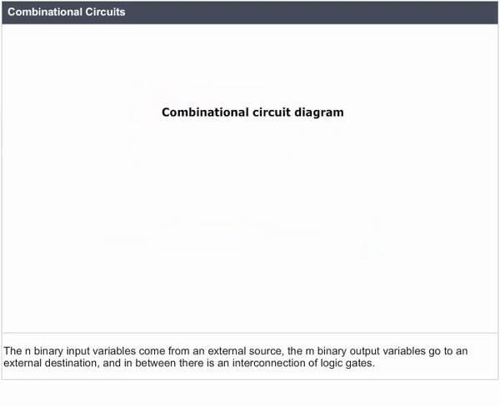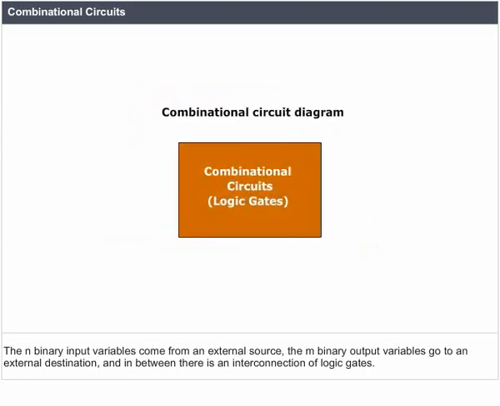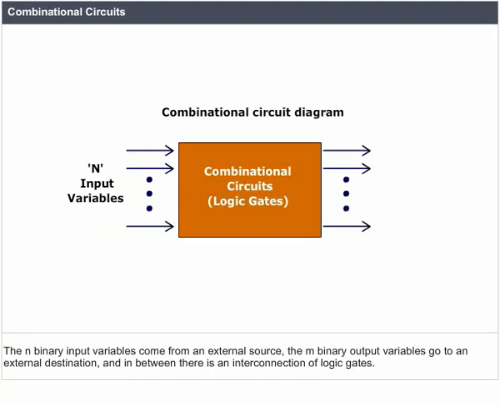The n binary input variables come from an external source. The m binary output variables go to an external destination, and in between there is an interconnection of logic gates.